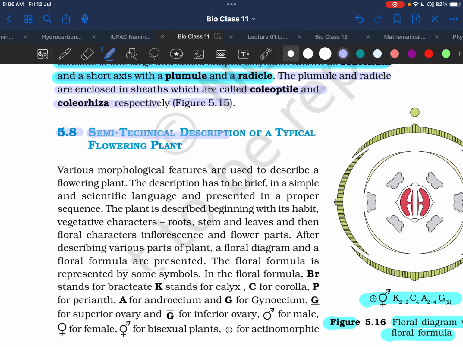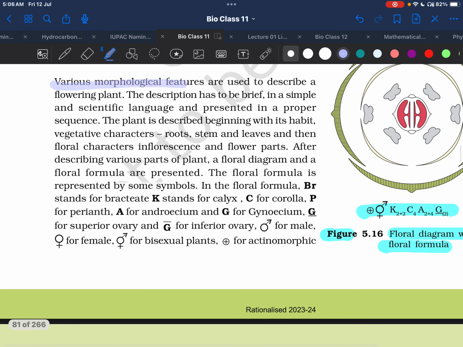5.8 Semi-technical description of a typical flowering plant. Various morphological features are used to describe a flowering plant. The description has to be brief, in simple and scientific language, and presented in a proper sequence. The plant is described beginning with its habit, vegetative characters, root, stem, and leaves, and then floral characters, inflorescence, and flowers. After describing various parts of the plant, a floral diagram and a floral formula are presented.